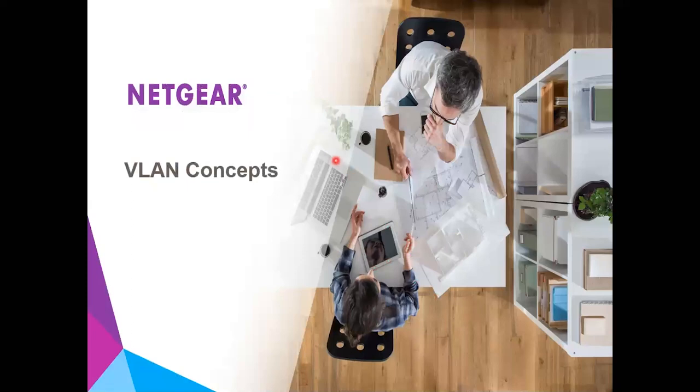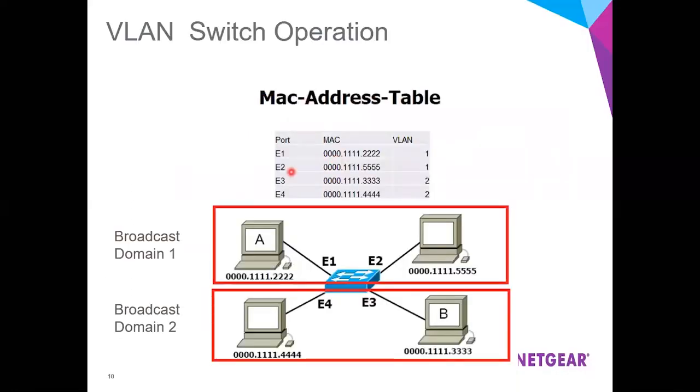So let's start with the VLAN concept that we want to highlight. First of all, what's a VLAN? That's a switch. That's a 4-port switch. Unfortunately, we have 5, 8, 16, 24, 48 ports, but to make it easier, I just drew 4. So that was the reason.